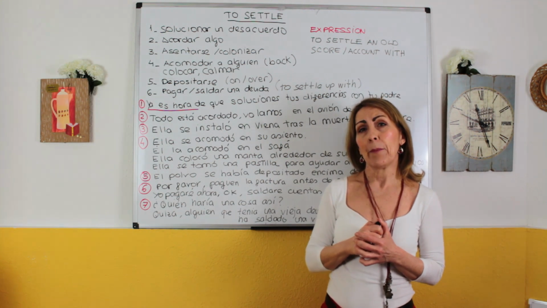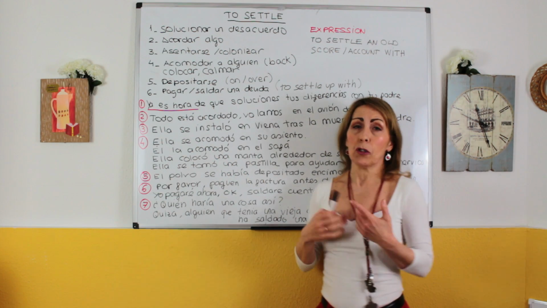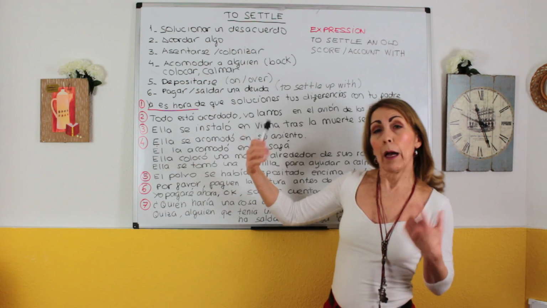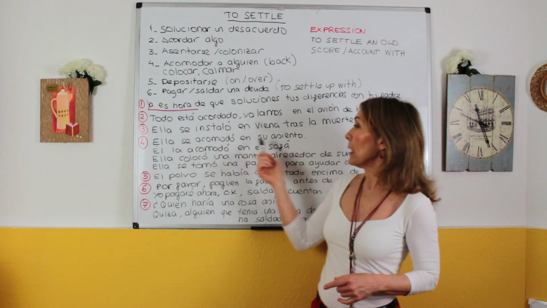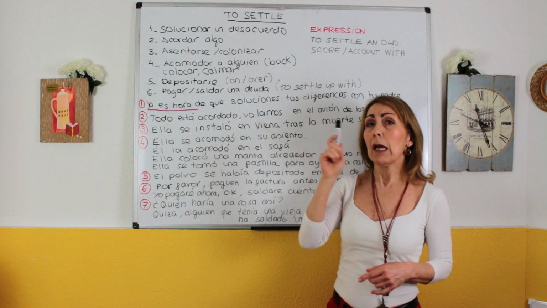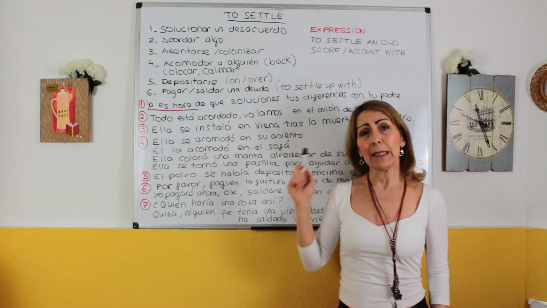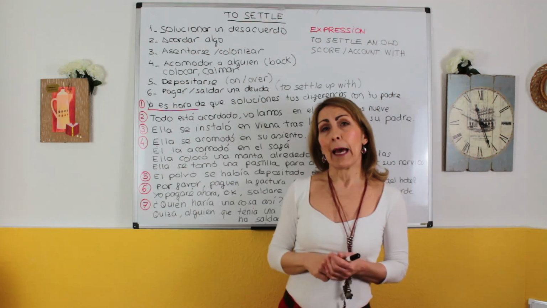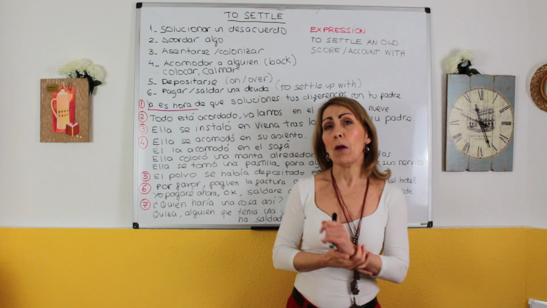So, okay, she settled back, or she settled in her seat. Very well. Another one. Él la acomodó a ella en el sofá. Here, en el sofá uses the preposition on, not in. In a seat, on the sofa. So, él la acomodó a ella en el sofá. He settled her on the sofa.